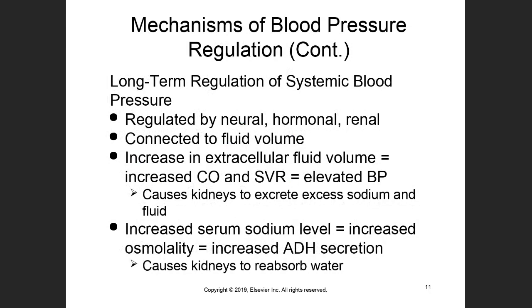Now we have long-term regulation of systemic blood pressure regulated by neural, hormonal, and renal mechanisms connected to fluid volumes. Increase in extracellular fluid volume, increase in cardiac output, those are compensations that we have in our body, okay? One of the major compensations in our body is the kidney. Remember that in the kidney we have the macula densa, and the macula densa has the renin. And when you release renin, you activate the RAS, renin-angiotensin-aldosterone system. And that's one of the regulations for the volume and the blood pressure that we have in our body.